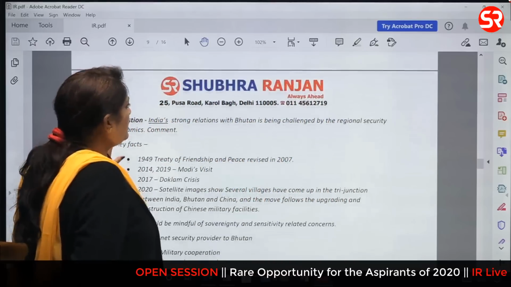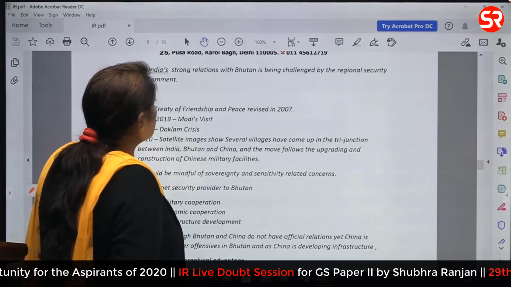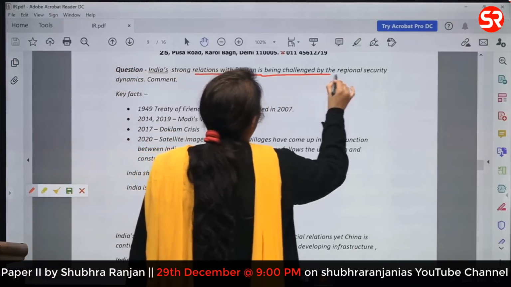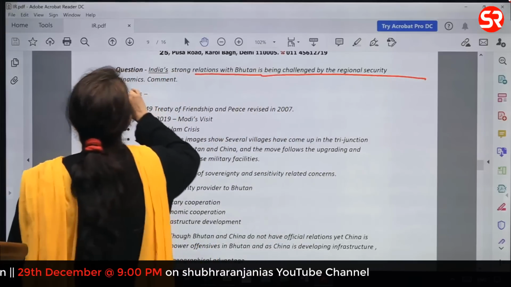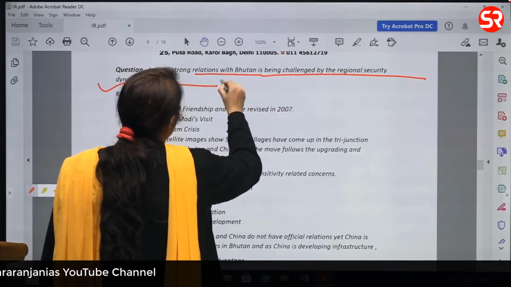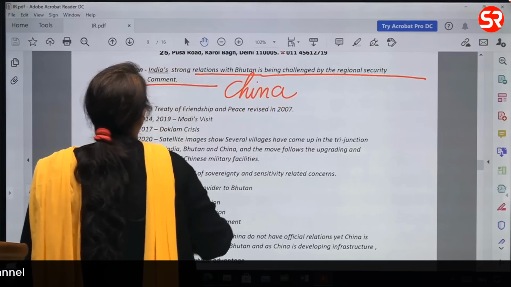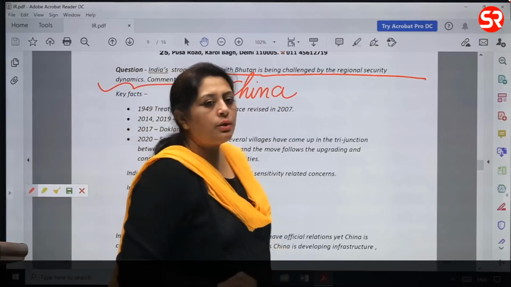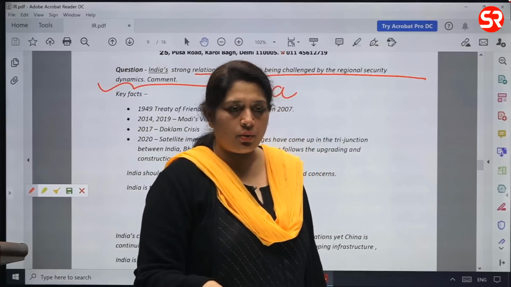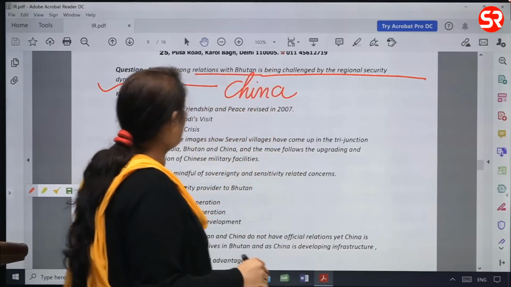So the question is that India's strong relations with Bhutan are being challenged by the regional security dynamics. So what are the regional security dynamics? China making all possible efforts to enter India's neighborhood. Fine. So the winds of change have started blowing.